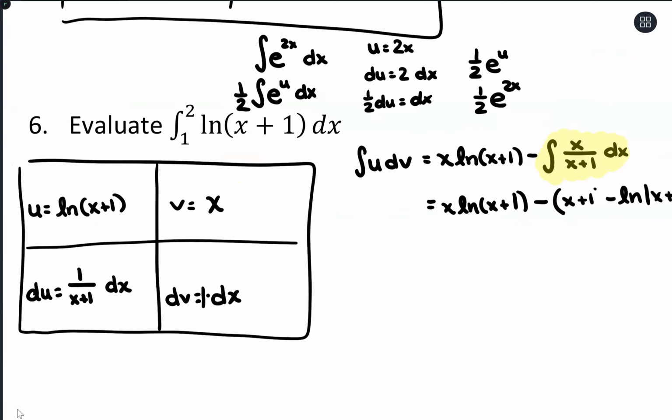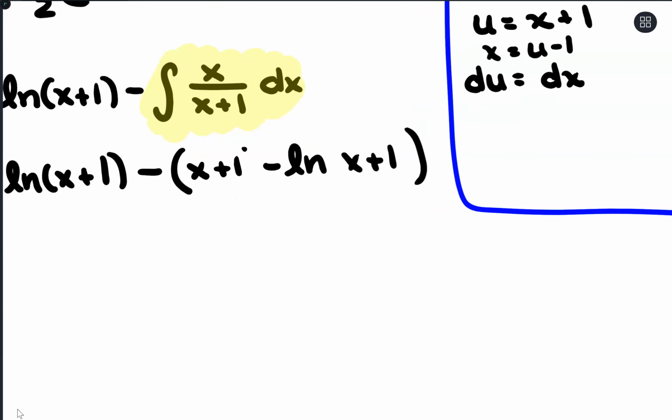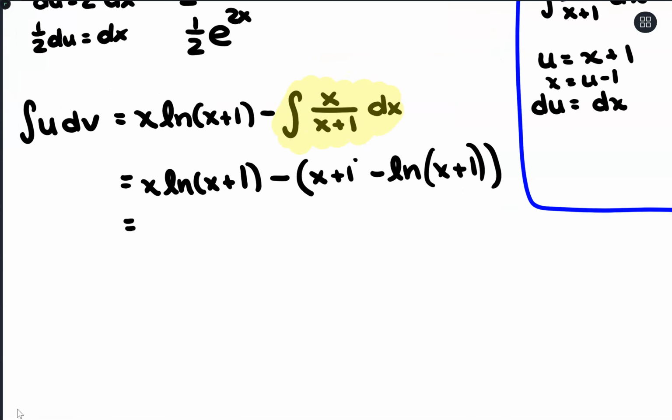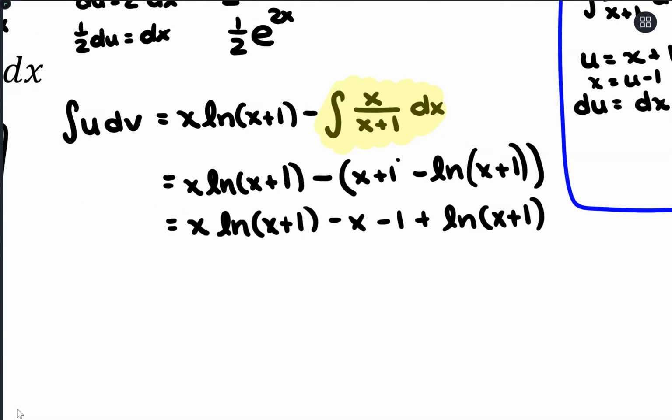And we're going to be plugging in values for x, so we don't need to worry too much about our absolute values, since we're going to be plugging in all positive values. Okay, so simplifying, x times natural log of x plus 1 minus x minus 1 plus natural log of x plus 1. Okay, so we're all simplified there, and now we just want to evaluate from 1 to 2.